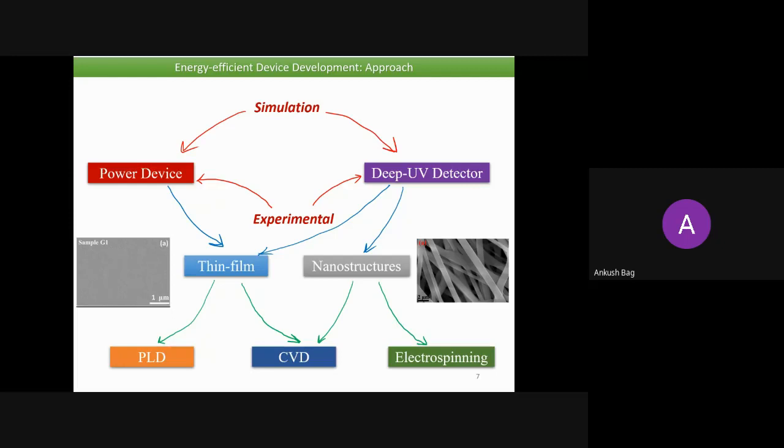We develop the thin films and nanostructures using different equipment: pulsed laser deposition (PLD), chemical vapor deposition (CVD), and electrospinning, which is another technique. Using these three techniques, we develop thin films and nanostructures, which we utilize to fabricate either power devices or deep UV photodetectors. In the interest of the present discussion, I'll discuss the deep UV photodetector developments in our lab.